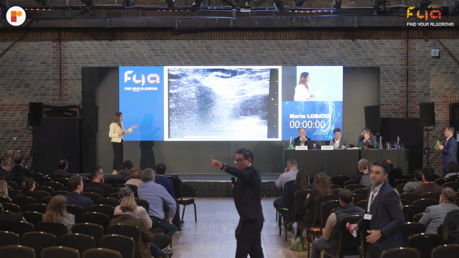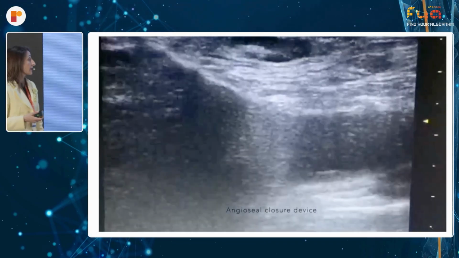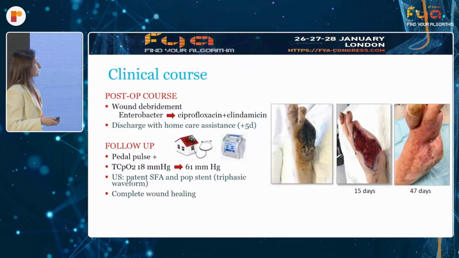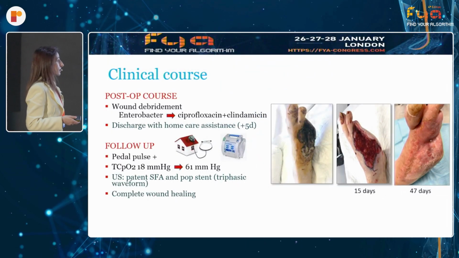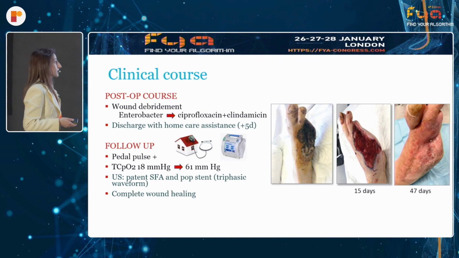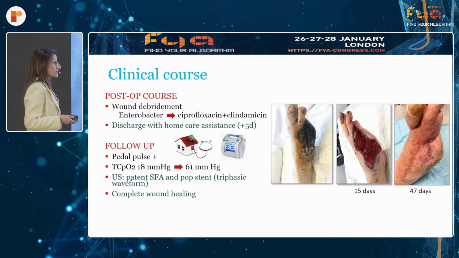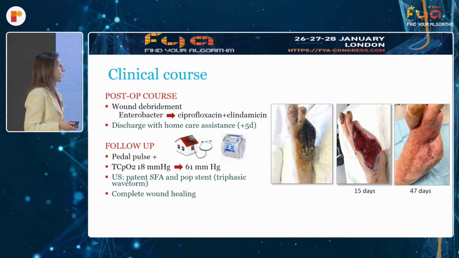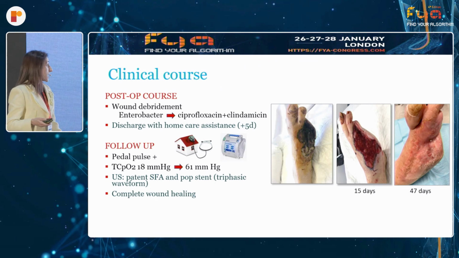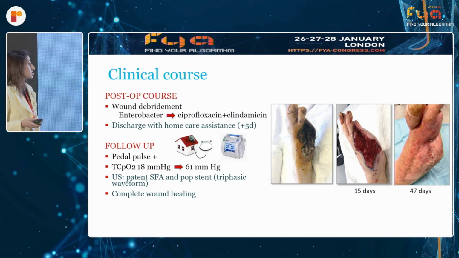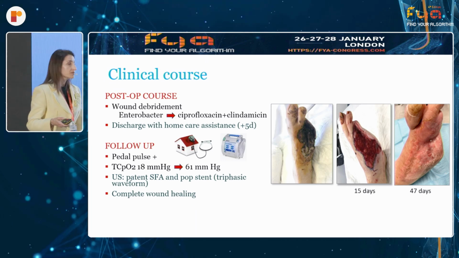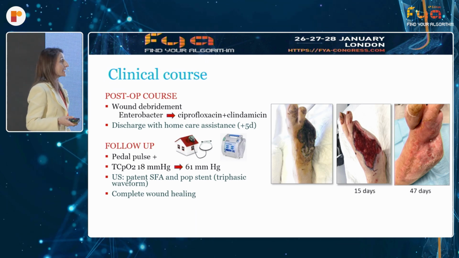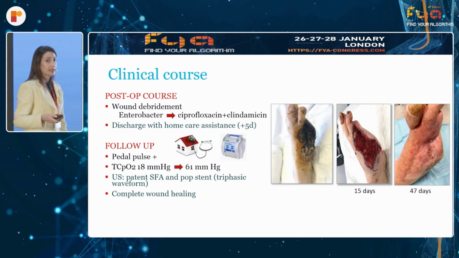Sorry, Matt. Okay, so we finished the procedure with an Angio-Seal closure device, ultrasound guided, as you can see here. About the clinical course, we needed a wound debridement. In the cultures, we had Enterobacter, which was treated, and the patient was discharged with a home care assistant 5 days after the procedure. At the follow-up, he recovered a pedal pulse, with TcPO2 rising from 18 to 61 millimeters of mercury, with patent SFA and popliteal stent with triphasic waveform, and he achieved complete wound healing 47 days after the procedure.